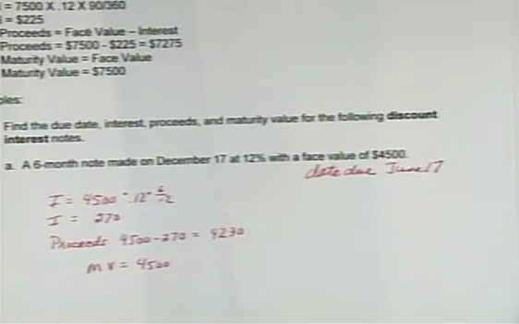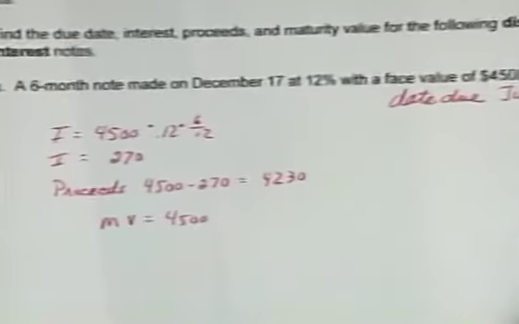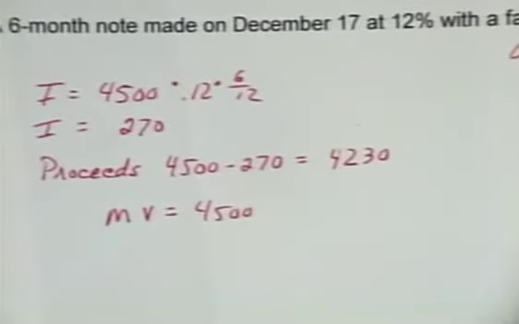Okay, here we go. The date it's due is June 17th. We set up and calculated I equals PRT, 4,500 times 0.12 times 6 divided by 12. Interest is $270. Right? Then I've got proceeds are 4,500 minus the $270, $4,230. Maturity value, $4,500. Is that all right? Okay.